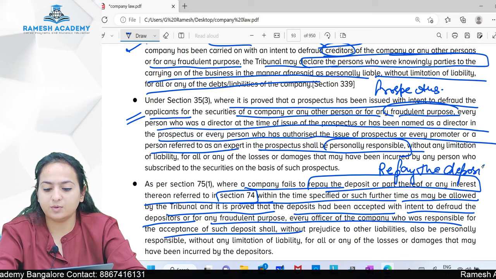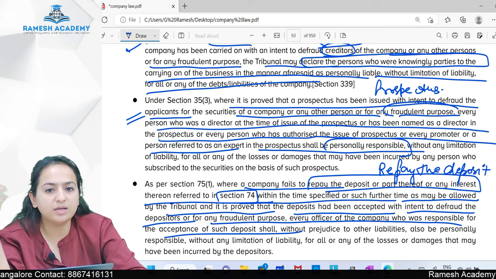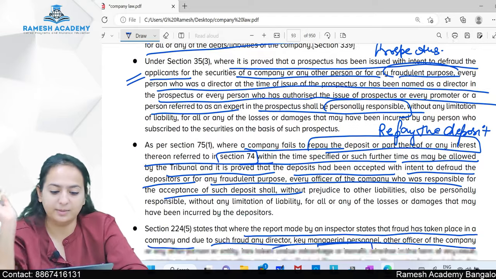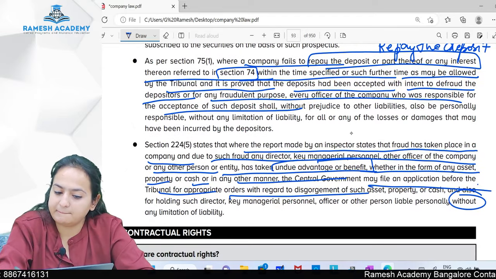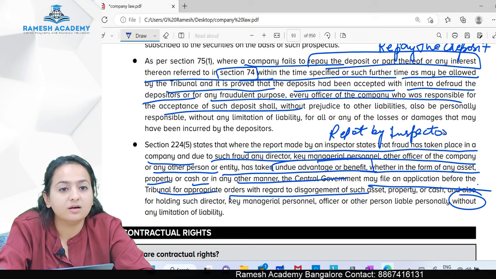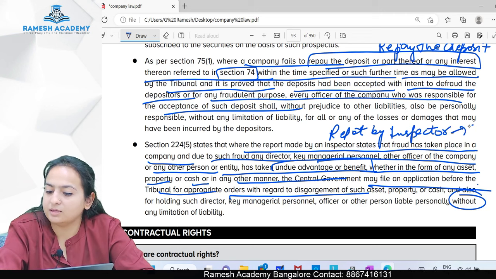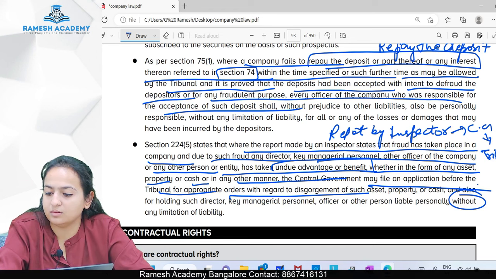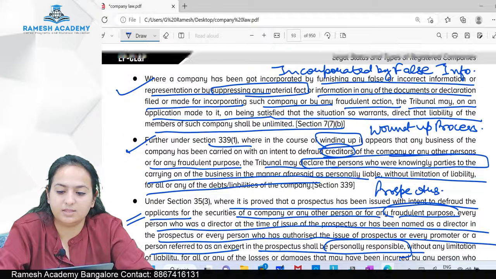Basically in this point, when the company fails to repay the deposit, then also unlimited liability. Then report by inspector, like fraud has been conducted in the company, then the Central Government can write to the tribunal. Please write down these points.